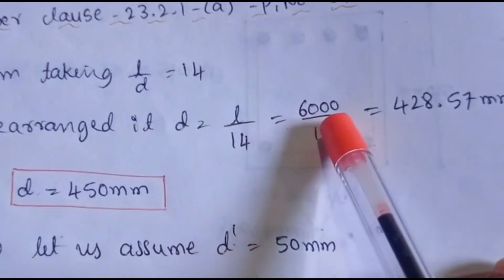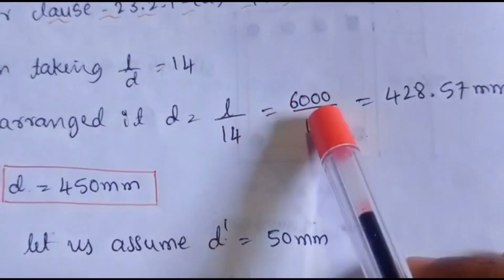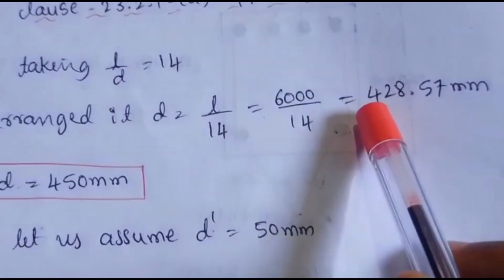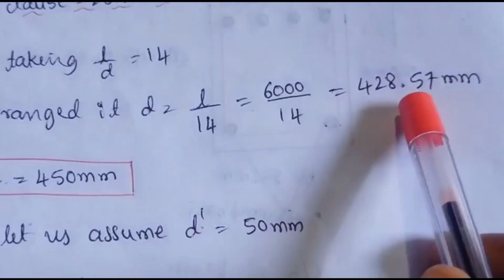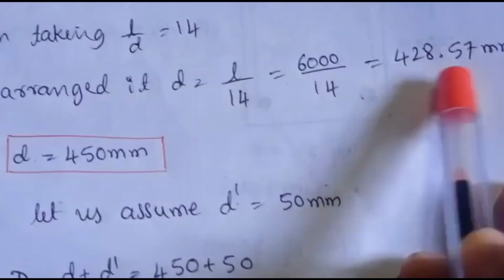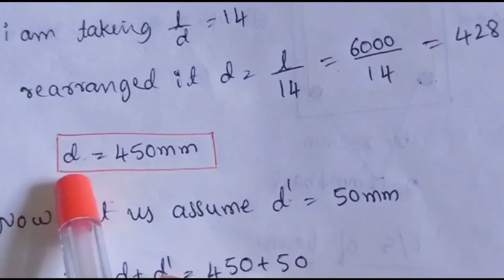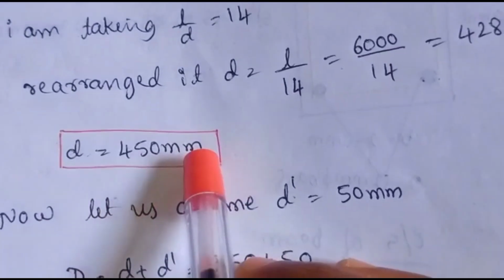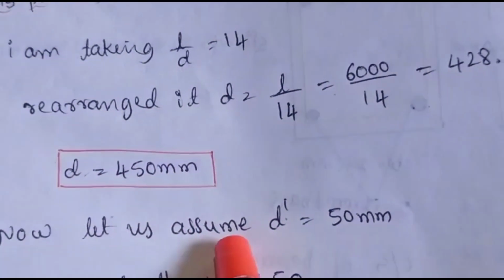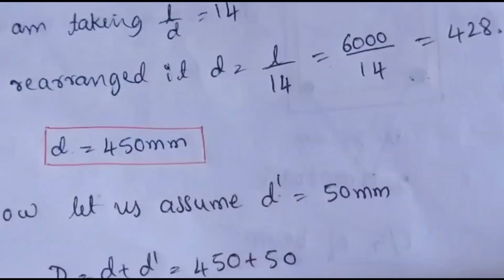Our given L value is 6 meter. 6 meter is nothing but 6000 mm divided by 14. Simplify this, we'll get 428.57 mm. So I am making it an approximate value, that is 450 mm. So effective depth is equal to 450 mm. After that, next step is to assume the effective cover. I am assuming it as 50 mm. I have taken 50 mm.